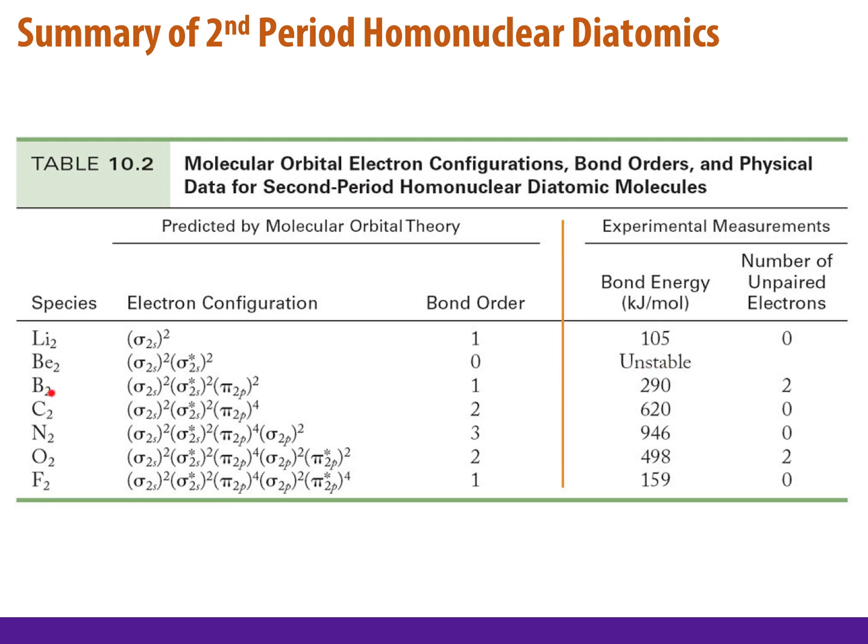Next, going from B2 to C2, B2 has a bond order of 1, C2 has a bond order of 2, and we can see the bond energy goes up quite a bit there. It just about doubles, consistent with C2 having a stronger bond, higher bond order. N2, a stronger bond still, going from a bond order of 2 to a bond order of 3, even larger bond energy. As we go back down, the bond energy starts to decrease along with the bond order.